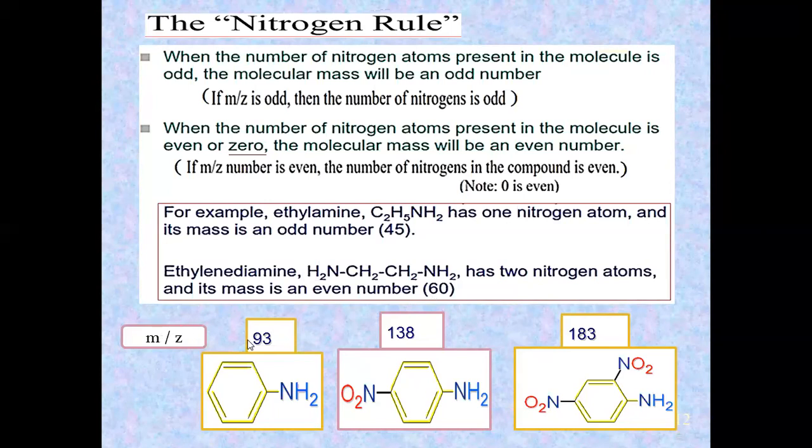And the vice versa: here I have the molecular weight, or by another meaning, the m/z equal to 93, I have 1 nitrogen. I have 138, I have 2 nitrogens. 183, I have 3 nitrogens. But I should keep in mind that 0 is within the even numbers. So if my molecular weight is an even number, I should keep in mind that either my compound consists of an even number of nitrogens or there is no nitrogen, because 0 is within the even numbers.